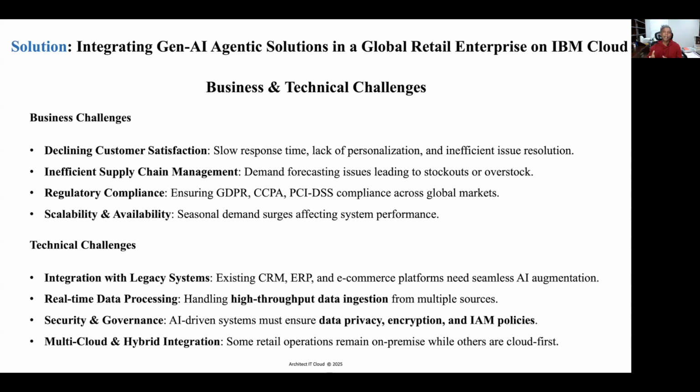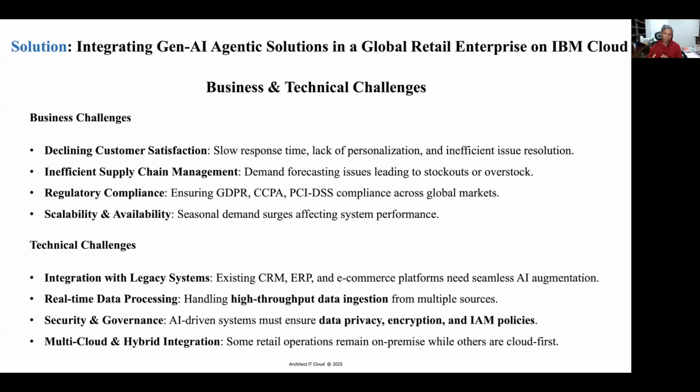And what are the technical challenges in this case? You need to integrate the legacy systems, because when you adopt generative AI technology, you cannot assume that all the applications in your organization are compatible with generative technology. So you must deal with the legacy systems. You must deal with the existing CRM, ERP, and e-commerce platforms, and make sure that your generative AI can be seamlessly integrated with these systems. And definitely there will be a real-time data processing challenge, because you are handling a lot of customer data.